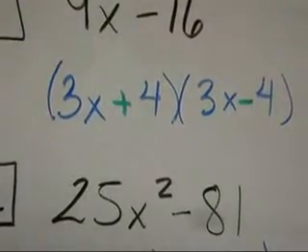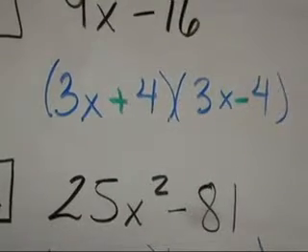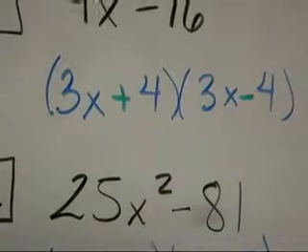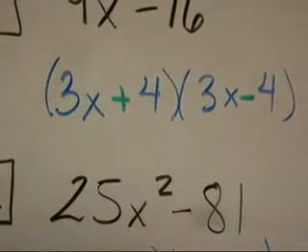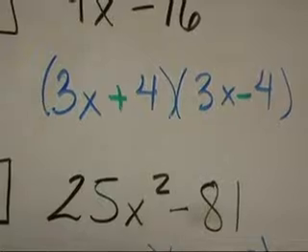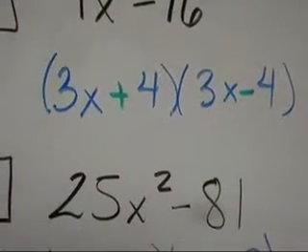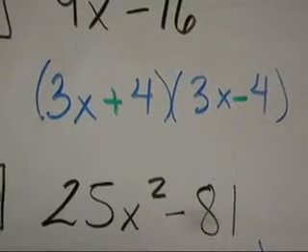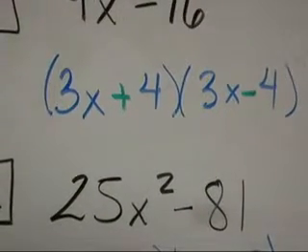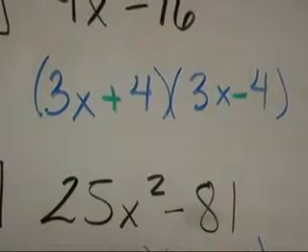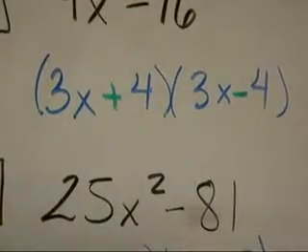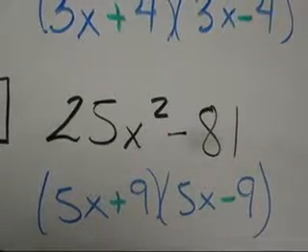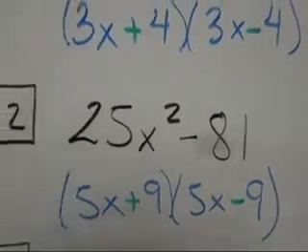25x squared minus 81. Is 25x squared a perfect square? Yes. Is 81 a perfect square? Yes. Is this a subtraction problem? Yes. So now find the square roots of each of those terms. The square root of 25x squared is 5x, and the square root of 81 is 9. So we have our two binomials, 5x plus 9 and 5x minus 9.